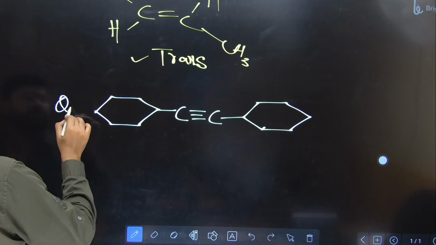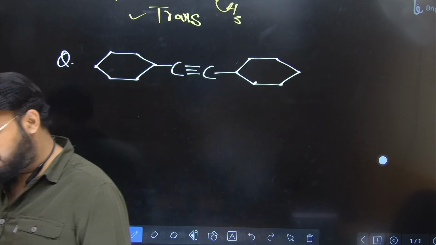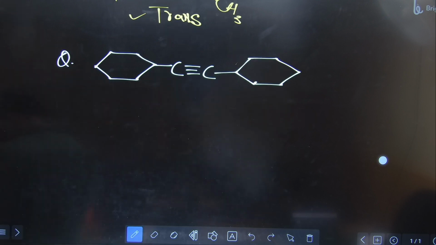So first of all, see the question. This is your question compound. Carefully see it. It's not a benzene ring. Be careful about it. Dear students, it's not a benzene ring. It's a cyclohexane. Can you see that? I have not made any error. There's no benzene.